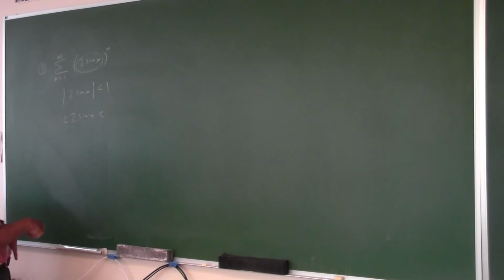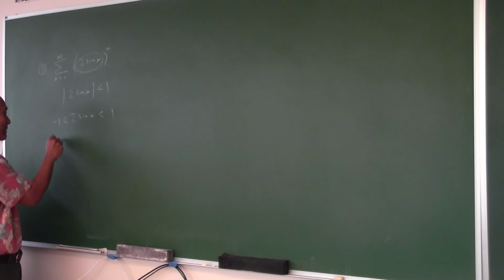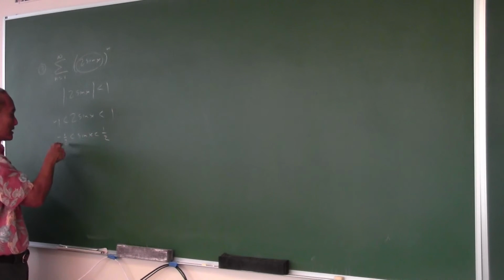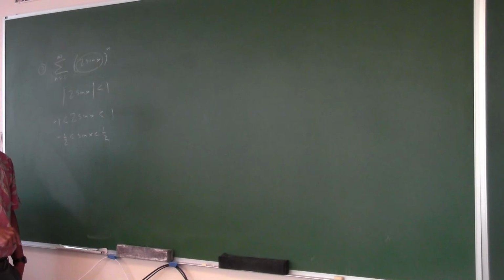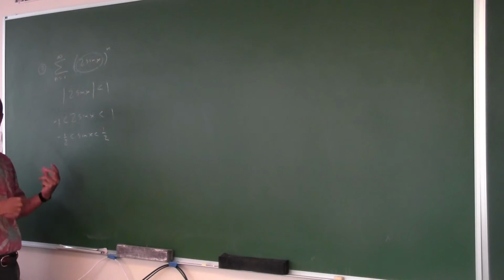You put the middle in there, and you put negative a half and a half there, right? Divide everything by 2. Negative half is less than sine x is less than a half. And notice that negative half and a half, these are numbers you're supposed to know, right? So, just think about it. Where is sine x between negative half and a half?